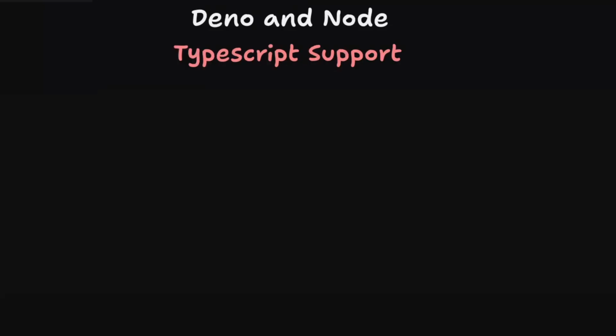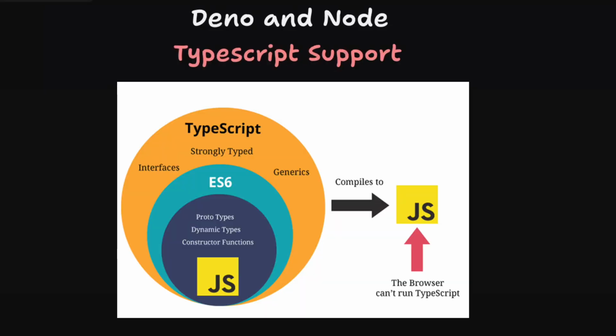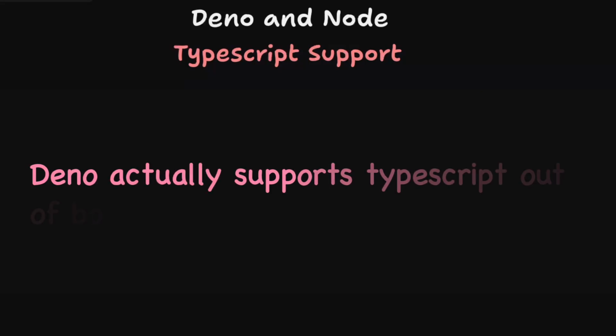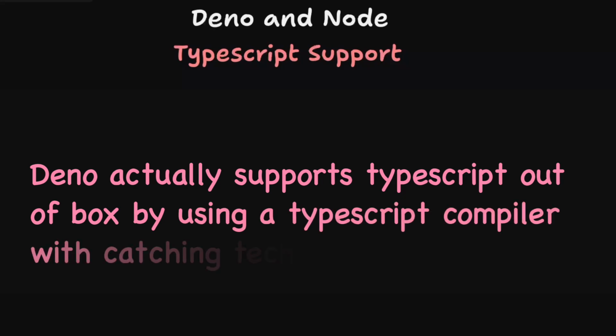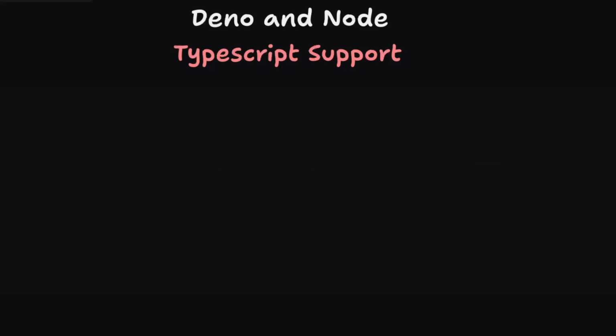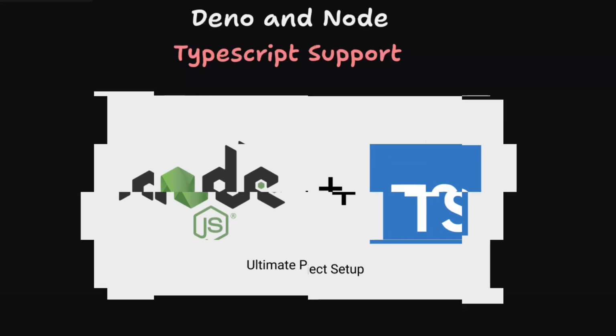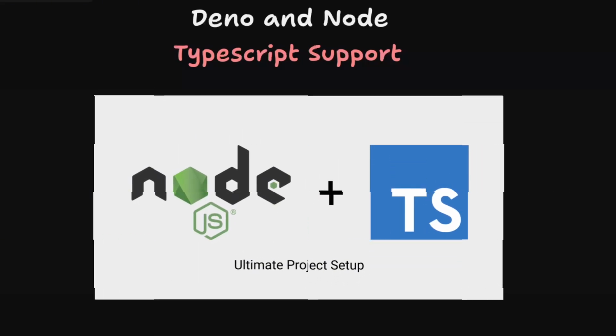Now let's talk about TypeScript support. TypeScript is a superset of JavaScript that enables users to add optional static typing. Deno actually supports TypeScript out of the box by utilizing a TypeScript compiler with a caching technique. As a result, Deno can compile, type check, and execute your code without translating it to JavaScript. Although Node.js lacks inherent TypeScript support like Deno, TypeScript is a well known and widespread language in the Node.js community, thanks to the TypeScript package. As a result, TypeScript and Node can function together quickly with minimal effort.